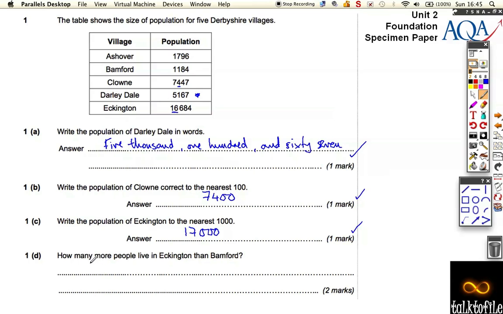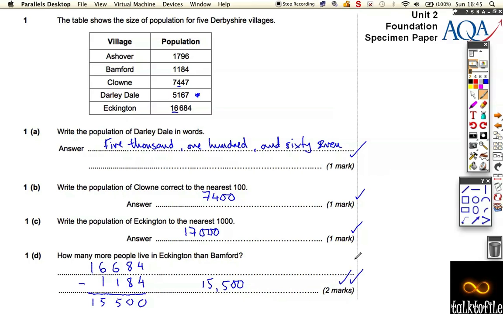So you've got to do 16,684 minus Bamford, which is 1,184. So if you do that, 4 take away 4, 0, 8 take away 8, 0, 6 minus 1 is 5, 6 minus 1 is 5, 1 take away nothing. So it's 15,500 people.